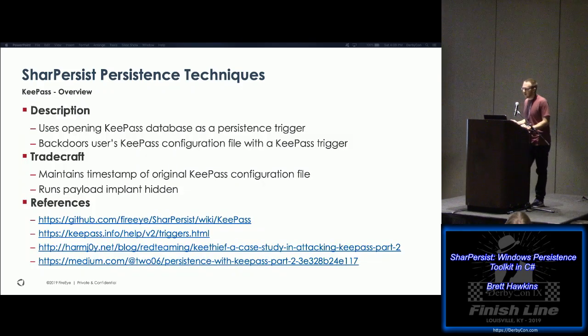So the first technique, KeePass. It's going to use the fact that the user is opening that KeePass database as a persistence trigger. The way it does it is it backdoors that user's KeePass configuration file with a malicious KeePass trigger. There's a trigger system in KeePass that can be used as a nice feature for our red teamers. Some tradecraft: it maintains the timestamp of the original KeePass configuration file, and it's also going to run your payload implant hidden, so the user's not going to see it. And there are some really great references there, particularly the @206 article has a great blog post on this technique.